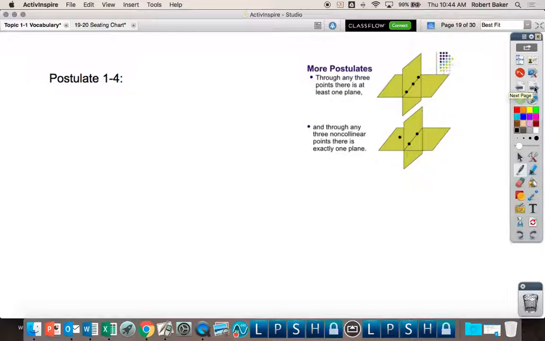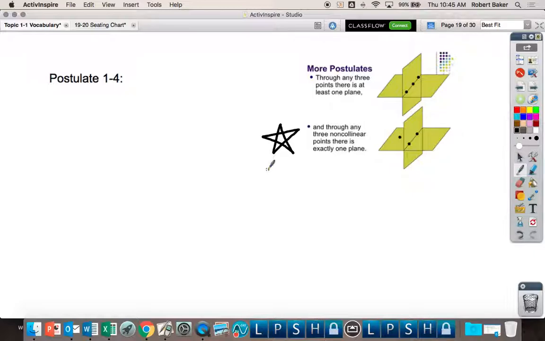So this one's already written for you. It says, through any 3 points, there is at least one plane. At least. So in this part right here, you see how all 3 points are in line. So these 3 points are on infinitely many planes. But I want you guys to put a star next to this one. Through any 3 non-collinear points, there is exactly one plane.